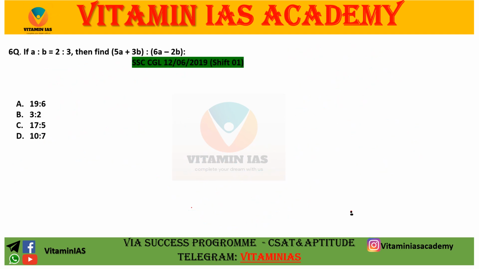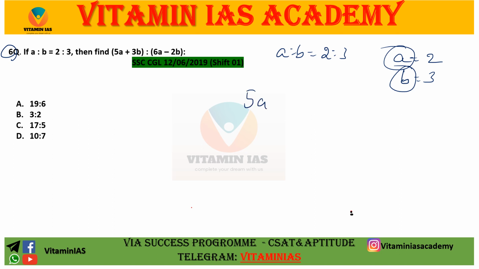In our next question, the sixth question: if A is to B is equal to 2 is to 3, then find 5A plus 3B is to 6A minus 2B. Means here A is equal to 2 and B is equal to 3. We know the value of A and the value of B, so just simply place the A and B values, then you will get the answer.